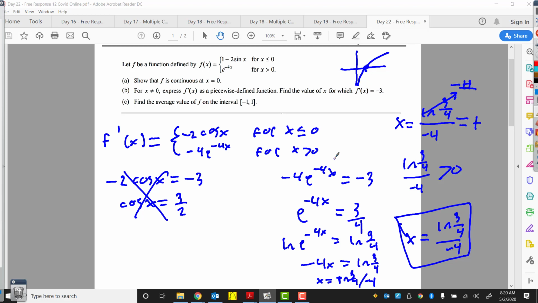Okay, so you get 3 points here. 2 points for finding the correct derivative, and 1 point for getting the correct x value.